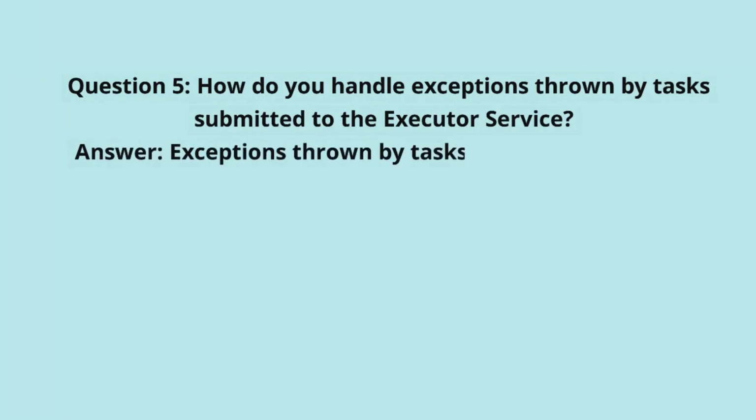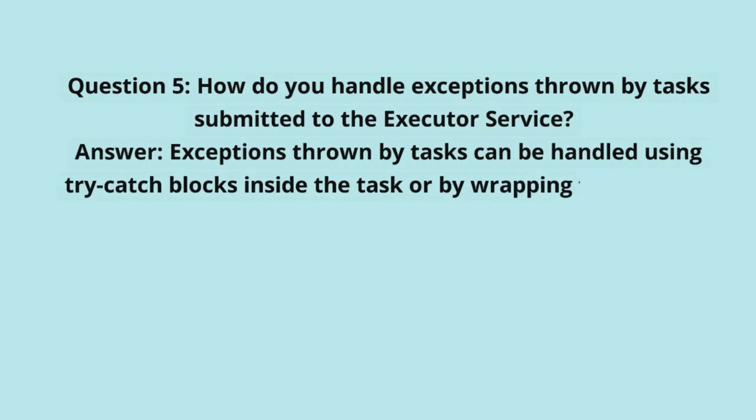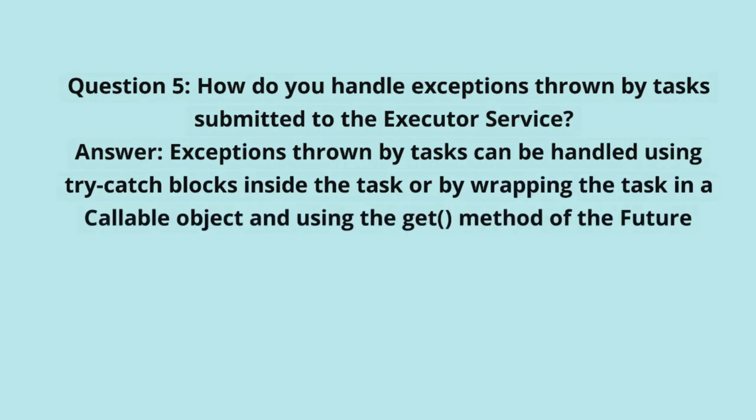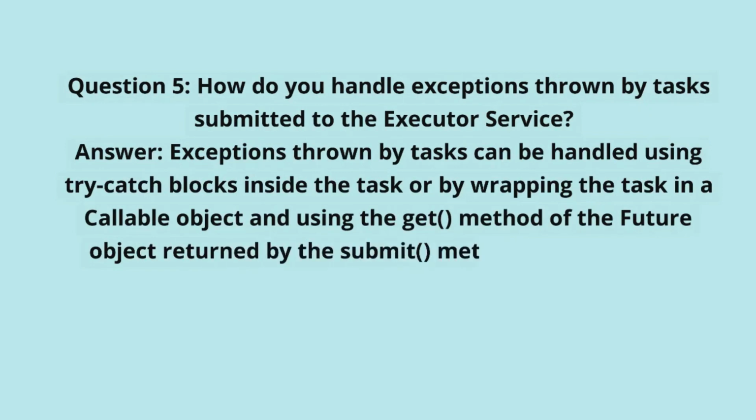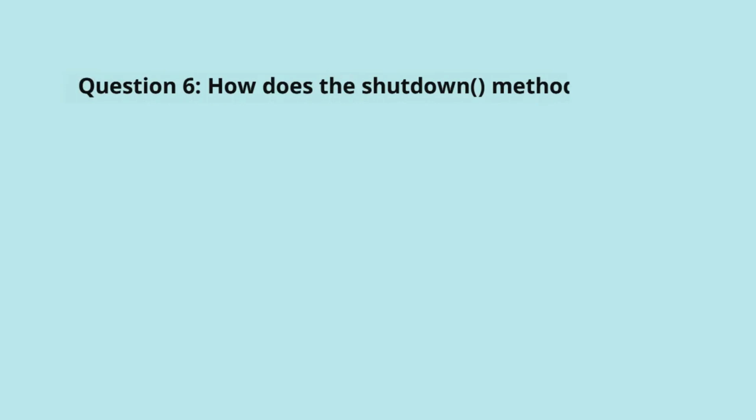Answer. Exceptions thrown by tasks can be handled using try-catch blocks inside the task or by wrapping the task in a callable object and using the get method of the future object returned by the submit method to retrieve the exception. Question 6. How does the shutdown method in Executor Service work?